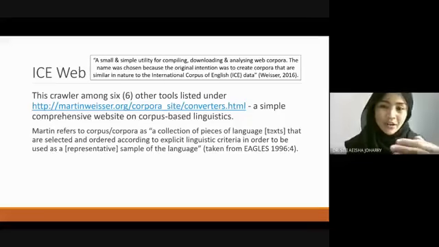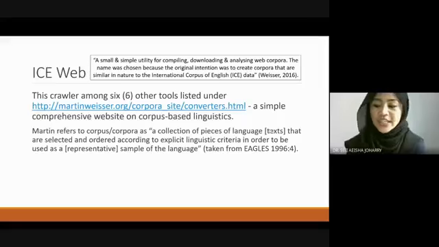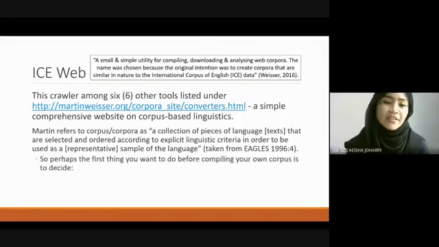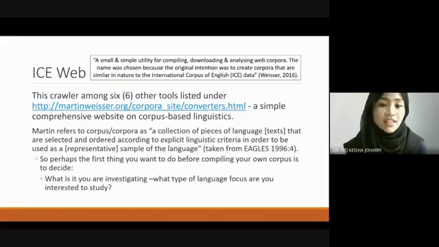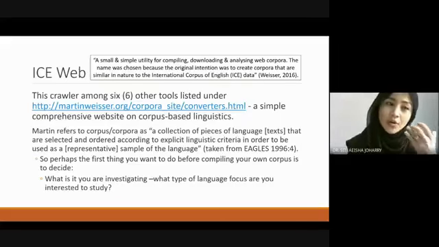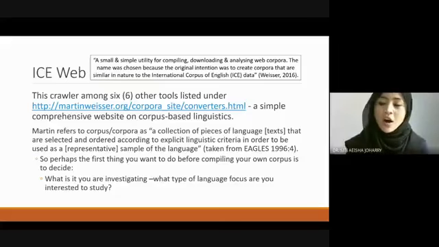Based on this definition, we will take a look at what is most important before we start collecting our data. On a personal suggestion, I think the first thing you want to do before compiling your own corpus is to decide these two things. Number one, what is it that you are investigating? What type of language focus are you interested to study? Is it written? Is it spoken? What are the speakers? What level of proficiency?